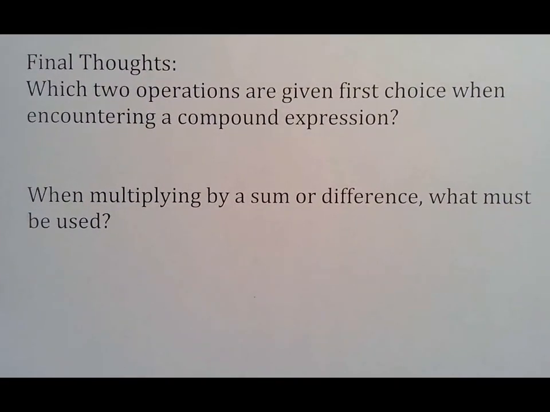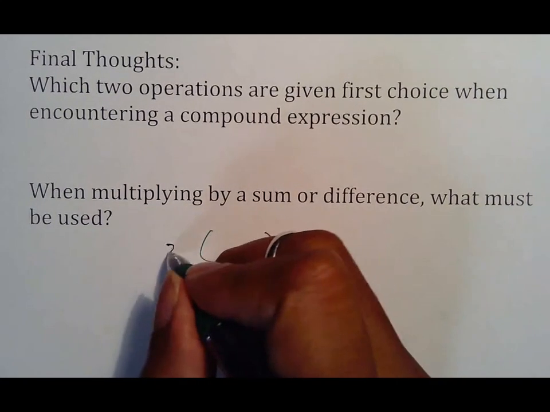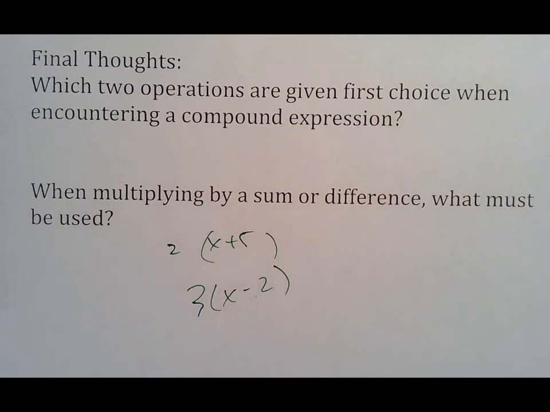Other than that, the 2 operations given first choice should be your multiplication and division. When multiplying by a sum or difference, what must be used is parentheses. Because again, it would be 2 times x plus 5 or 3 times x minus 2 or something like that.